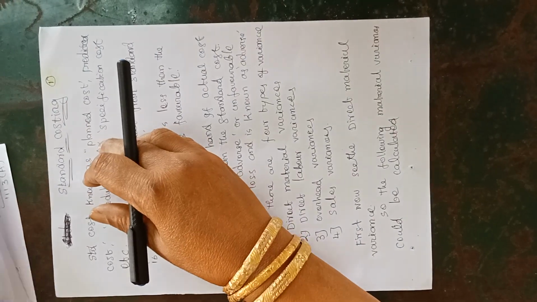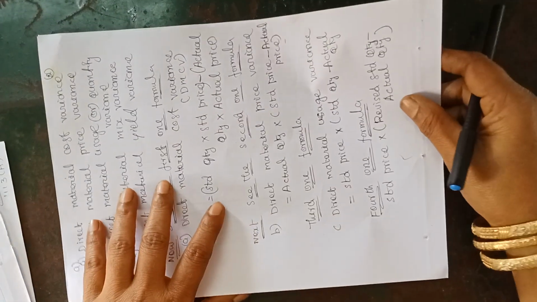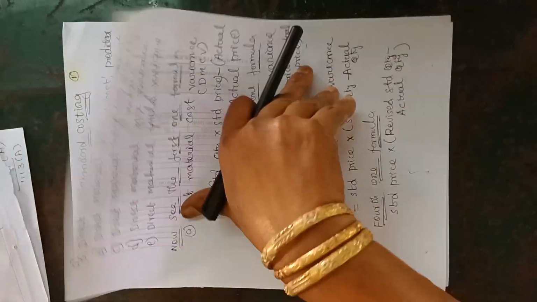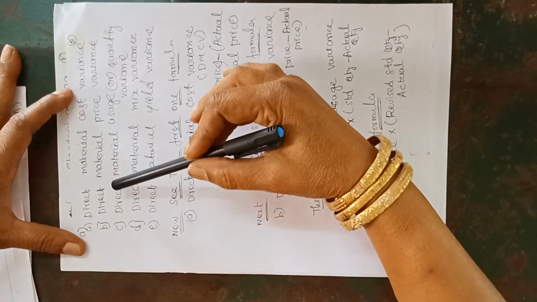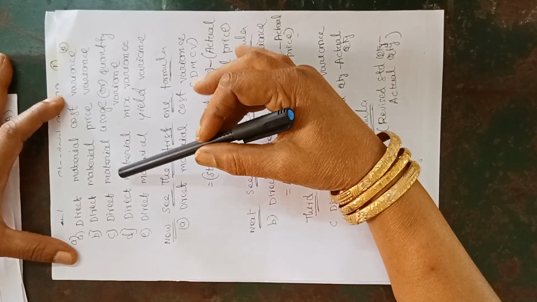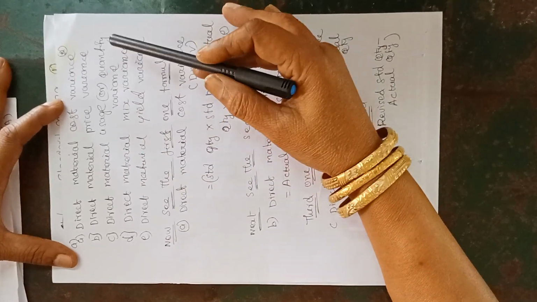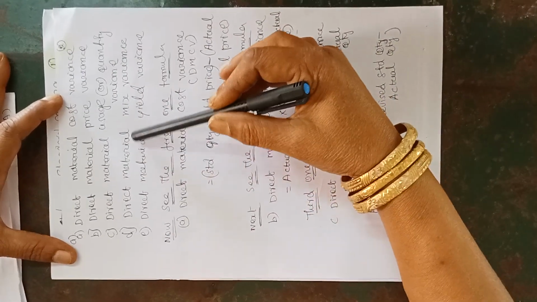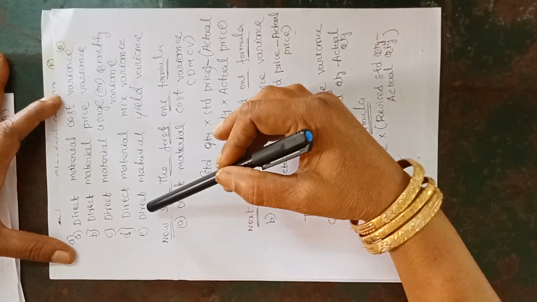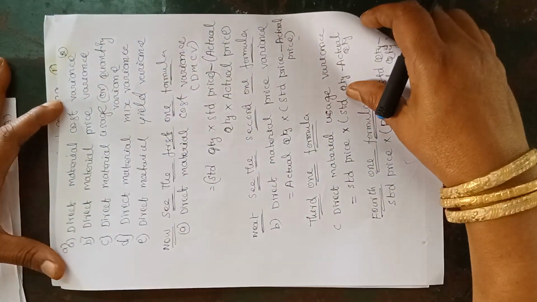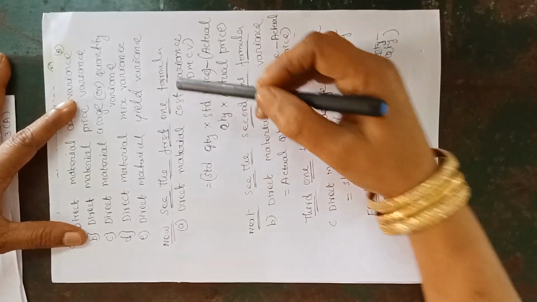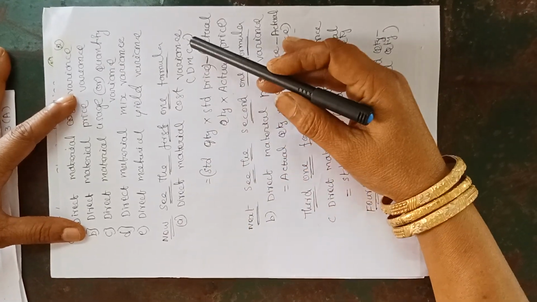Direct material cost variance, direct material price variance, direct material usage variance or quantity variance, direct material mix variance. Fifth one, direct material yield variance. Now see the first formula, direct material cost variance.